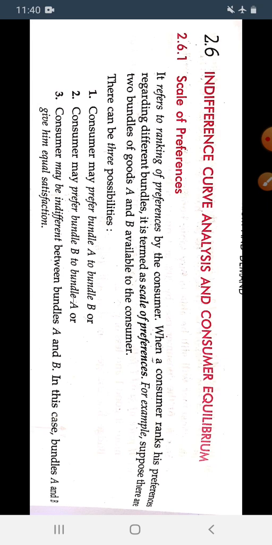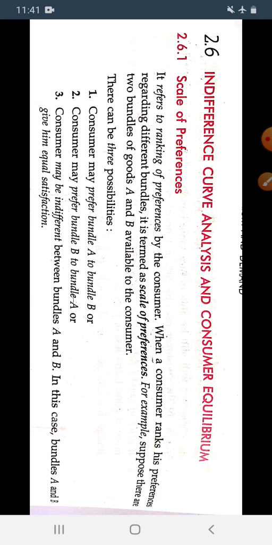The consumer may prefer bundle A to bundle B. It is up to the consumer which bundle he prefers most. Either the consumer will prefer bundle A in comparison to bundle B, or, second condition, the consumer may prefer bundle B to bundle A, or, third condition, the consumer is indifferent. Maybe the consumer cannot make any difference between A and B. In this case, bundles A and B give him equal satisfaction.